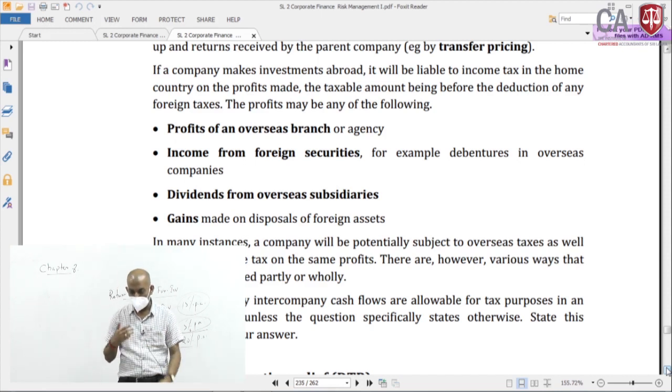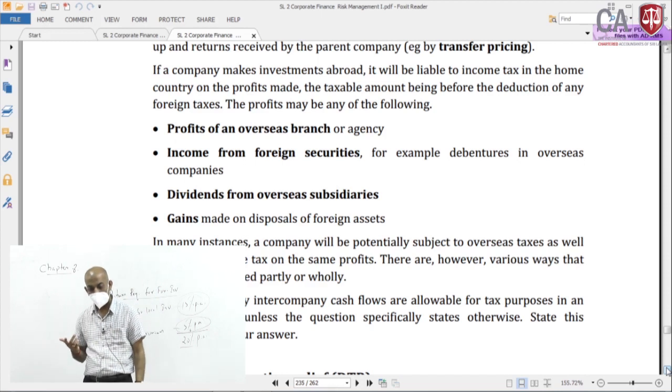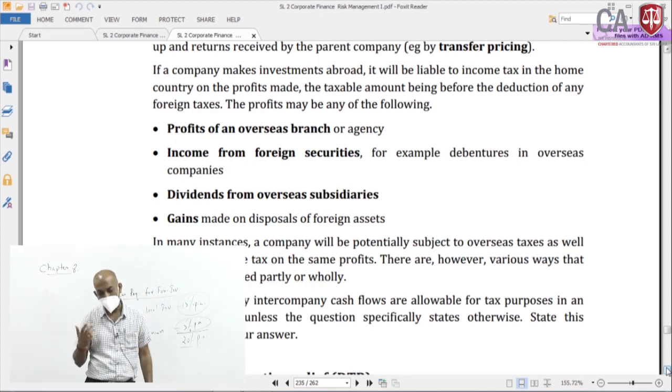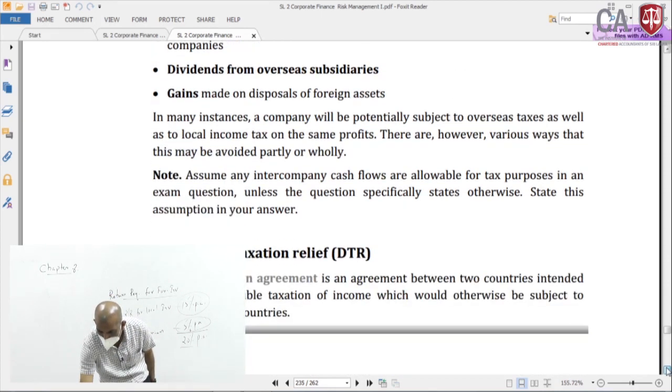Okay. So profits will be liable. Then any income you are getting, whether dividend income or gains on disposal of assets, can all be liable for tax, depending on the tax regimes of the respective countries and your double tax relief.